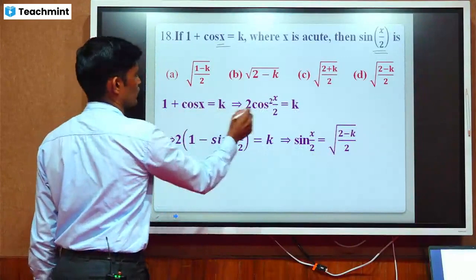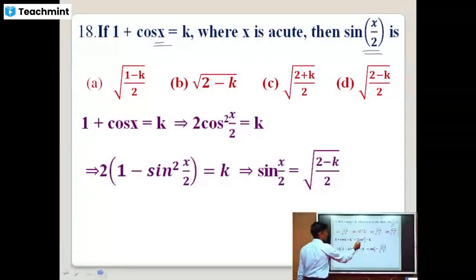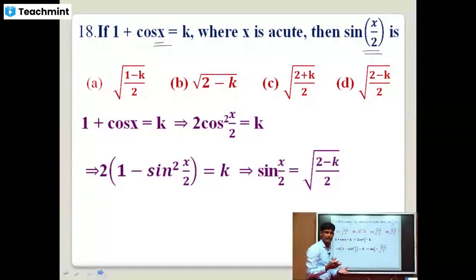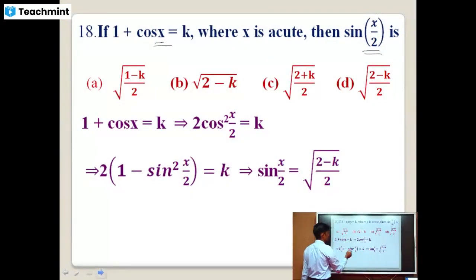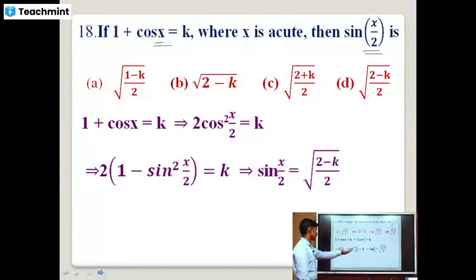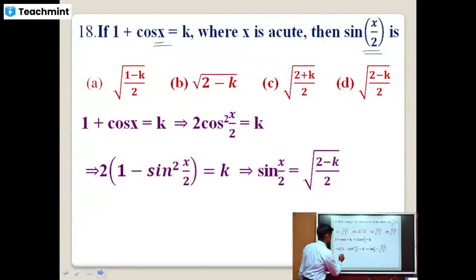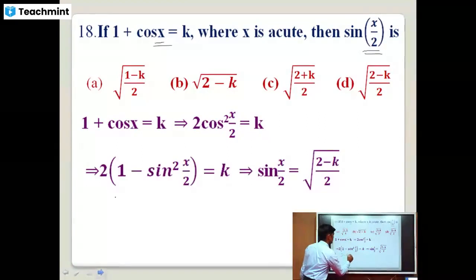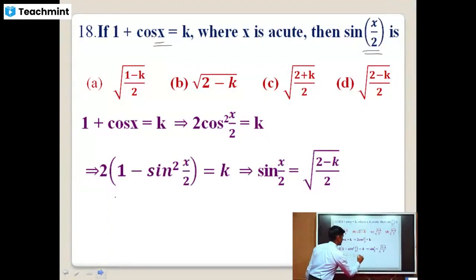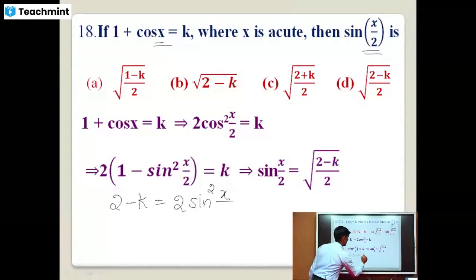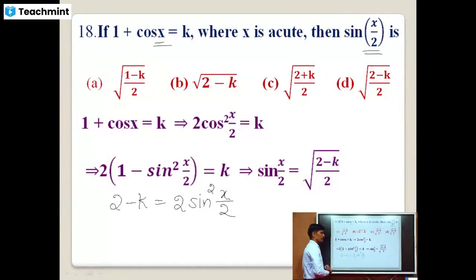Here 1 plus cos x equal to cos square x by 2 equal to k, or cos square x by 2 can be written as 1 minus sin square x by 2 using the identity sin square theta plus cos square theta equal to 1. Or we get k is equal to, sin x by 2 from this, that is equal to square root of 2 minus k by 2 by solving this. Okay, here it is 2 minus k is equal to 2 sin square x by 2, or sin square x by 2 is 2 minus k divided by 2, or sin x by 2 is square root of it. That is option D.